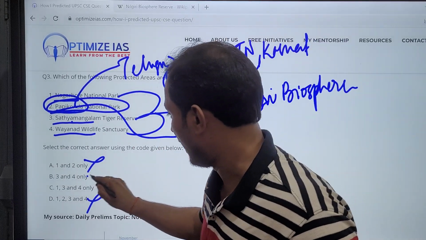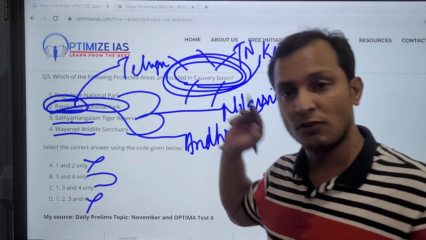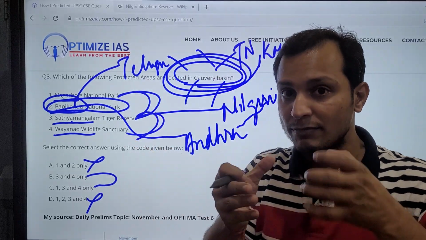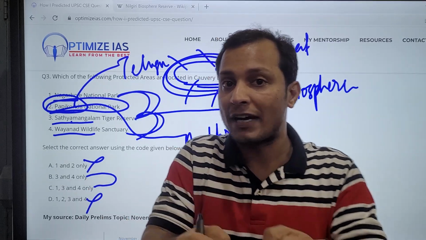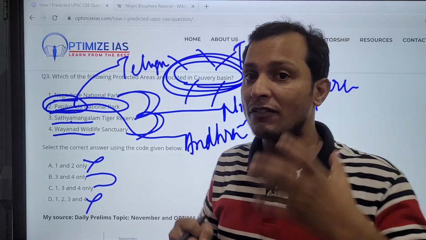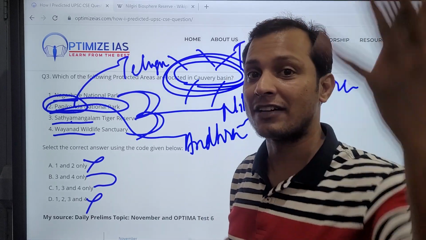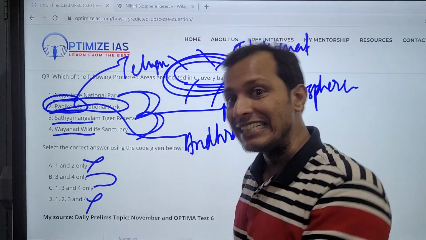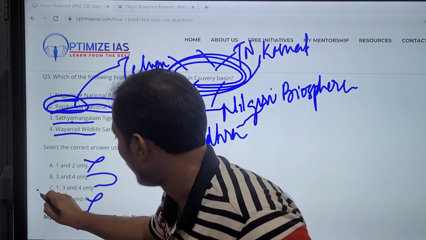If I have to choose between 1, 3 and 4 only, logic says that since these three are related, there is some common binding force between these three. And what is that common binding force? They all three are part of the Nilgiri Biosphere Reserve. And if you have read about the Nilgiri Biosphere Reserve, you should know that many of the tributaries of the Kaveri River, like Kabini, come out from the Nilgiris, the mountains of Nilgiris. So we can easily assume that the answer is 1, 3 and 4 only.